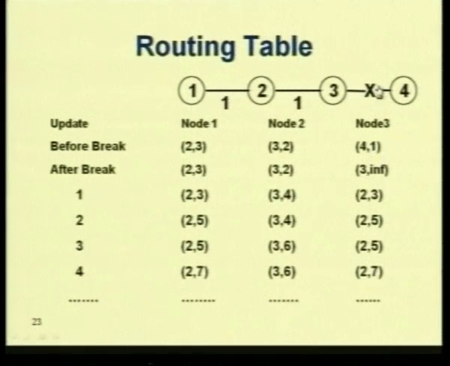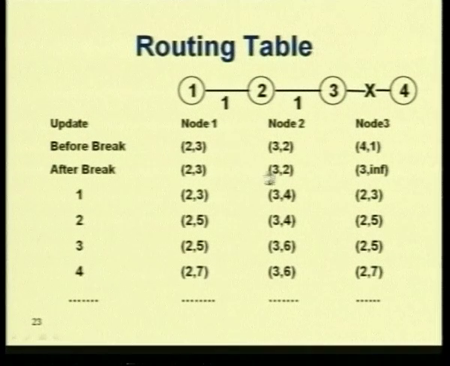Now, this link 3 to 4 breaks. So, what will happen? Node 3 immediately has no connectivity to 4, therefore it will set that value to infinity. So, 3 comma 2 is the value that is available at node 2, and 2 comma 3 is the value that is available at node 1.